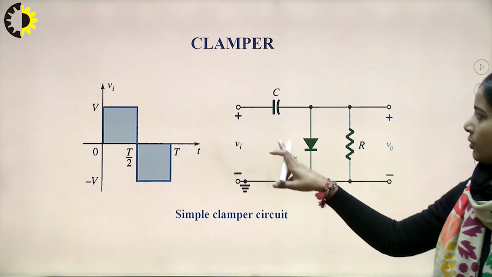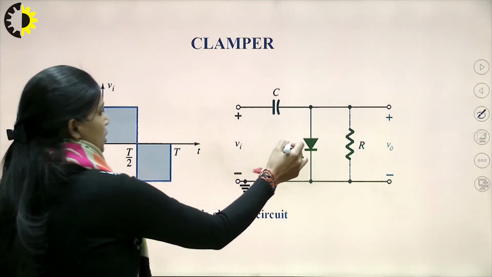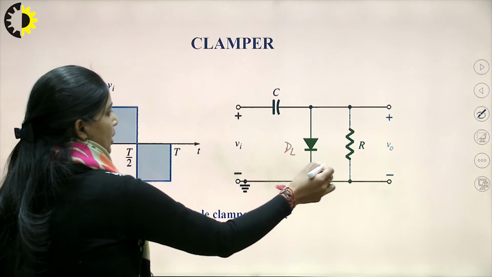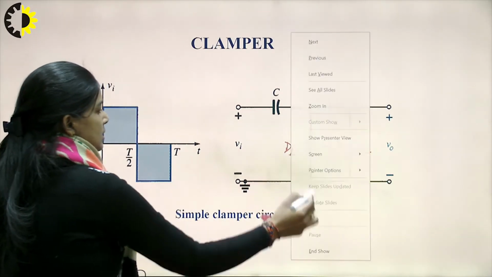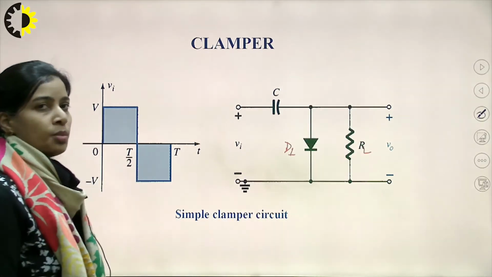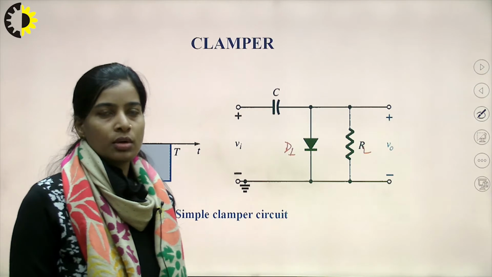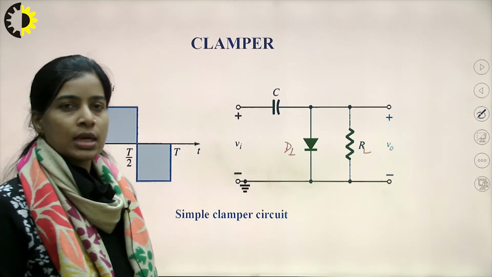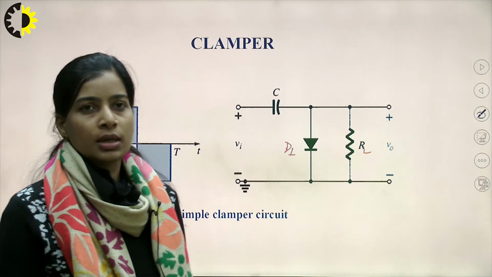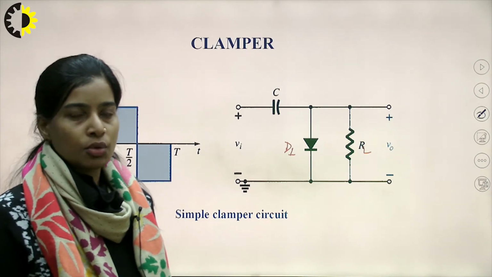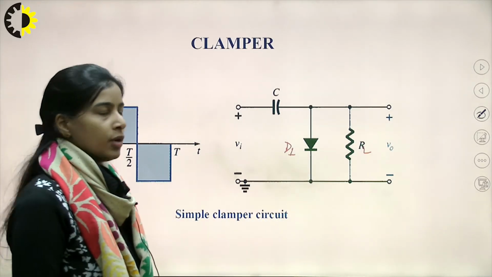Here we can see we have a capacitor C, the diode D1 and the load resistance RL. These three we require to make a clamper circuit: a capacitor, a diode, and the load resistance across which we will be taking the output voltage, and the current will be flowing through this load resistance or through this parallel path of the diode.